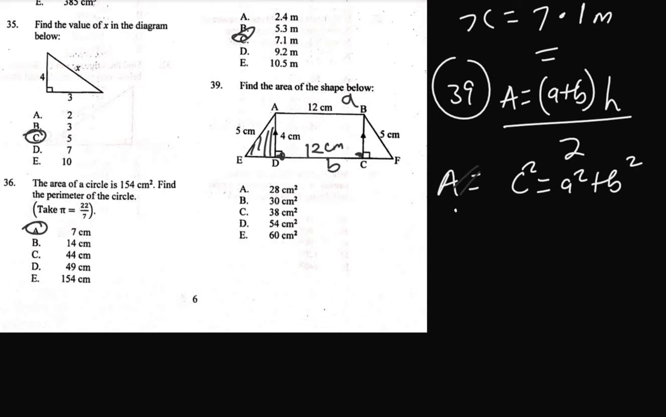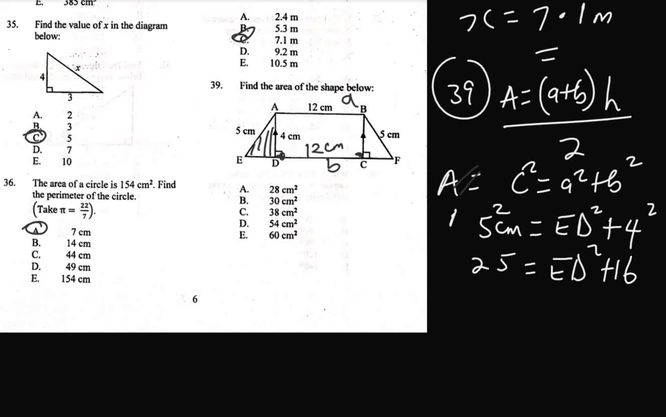So using Pythagoras theorem, the C is 5 centimeters, the A is ED, and the B is 4. C squared is 5 squared, ED squared, B squared is opposite, which is 4 squared. 5 times 5, 25, equals ED squared plus 4 times 4, 16. Move it to the left. Have 25 minus 16 equal to ED squared.